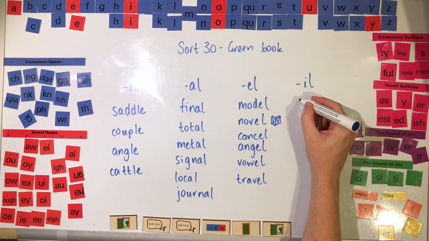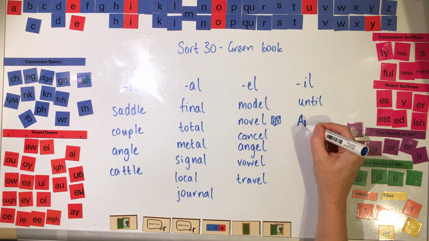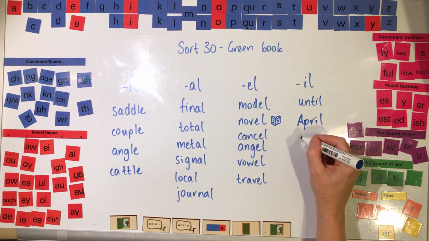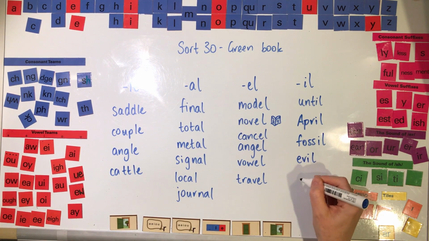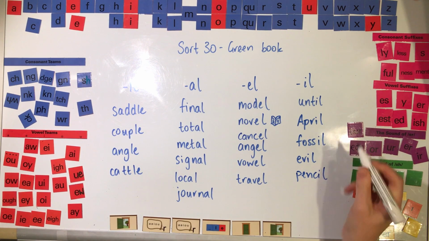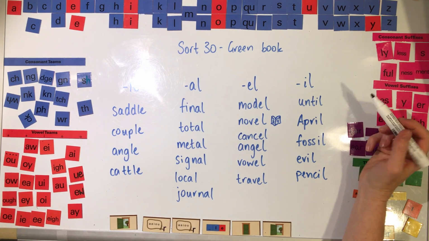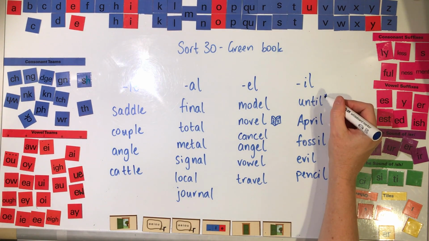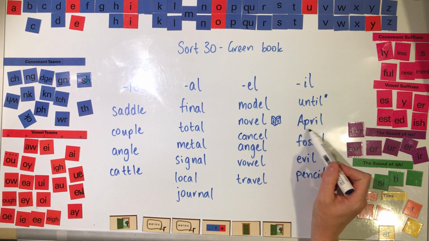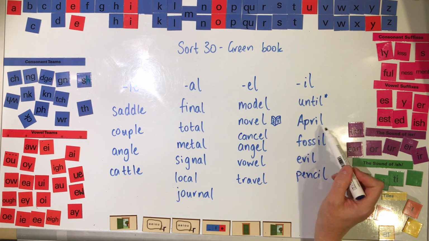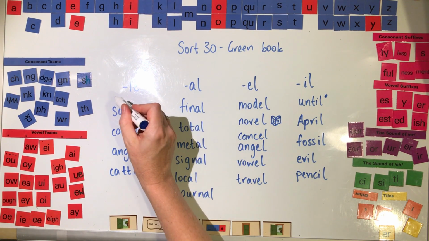Now, IL isn't very common, but we'll look at some words that say until. April, fossil, evil, and pencil. Now I actually think until sounds a little bit different. I don't think we say until, so I'm just going to put a little asterisk next to that one because I actually think that one doesn't sound quite the same as our other ul words. April does though. We don't say April, we say April. Fossil, evil, pencil. So it very strongly makes the ul sound.